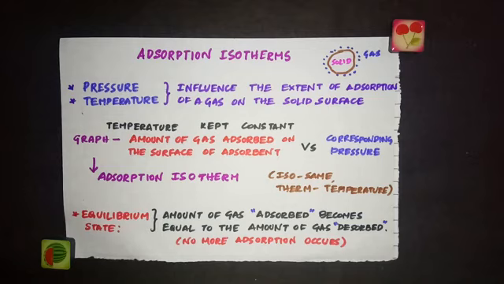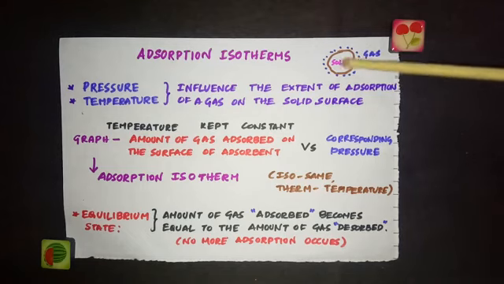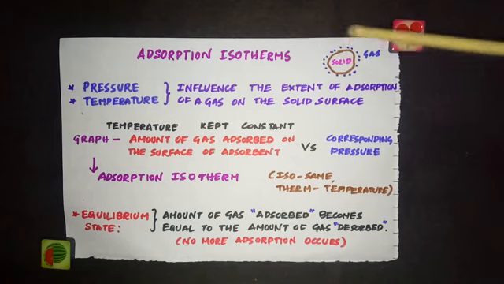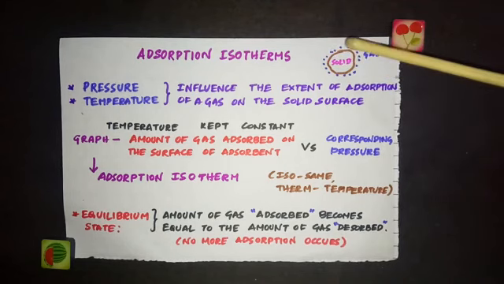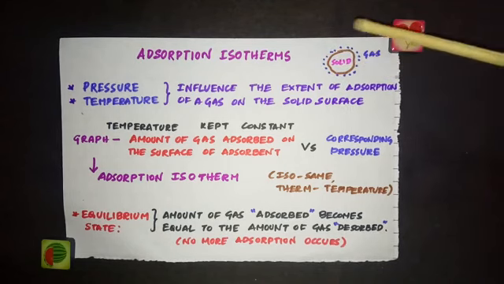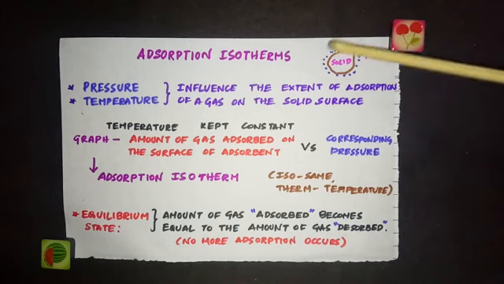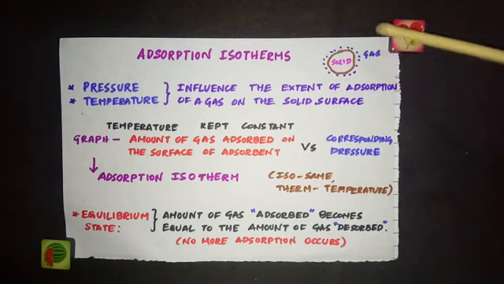So before we move on to the topic, let's recall what is adsorbent and what is adsorbate. The solid substance on the surface of which adsorption occurs is known as adsorbent. So if this is the solid surface, on the surface adsorption is going to take place. So this surface is called as adsorbent. The species, maybe the gaseous species that is getting adsorbed on the solid surface is called as adsorbate. So this is the adsorbate, this is the adsorbent.